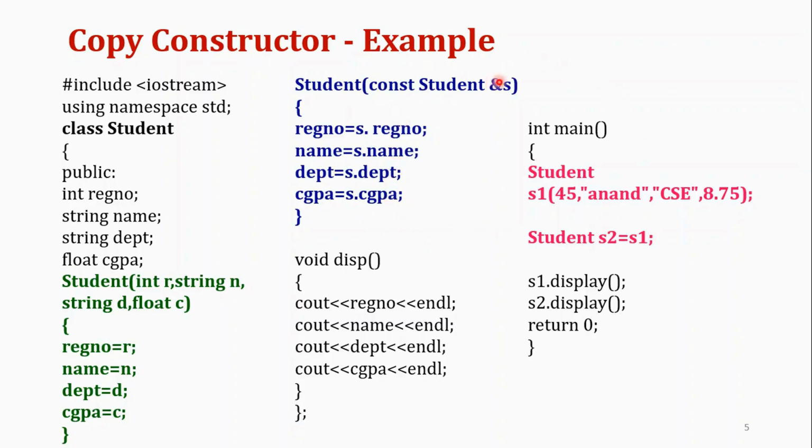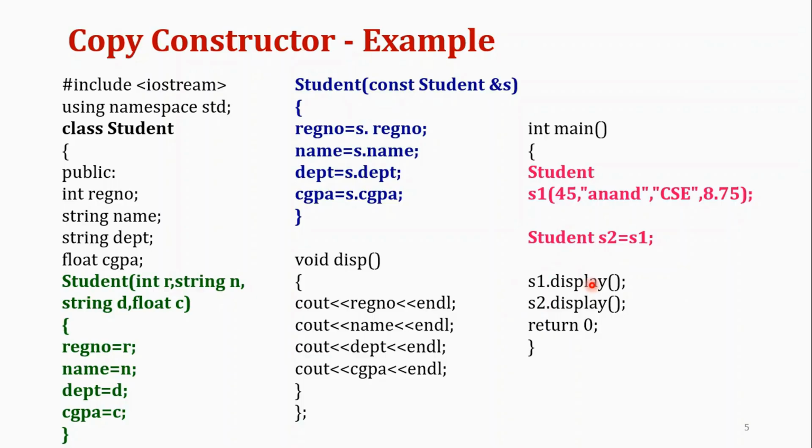S1 is given to S, and S1 register number, name will be given to the calling object S2 name, register number, department, etc. Okay. So the values stored in S1 are copied to the S2 object. As a result, S1 and S2 contain identical data. Okay. So this is how the copy constructor is actually working. By calling the display function, it displays that S1 and S2 both are identical. Okay. So this confirms the data from S1 is successfully copied to S2.